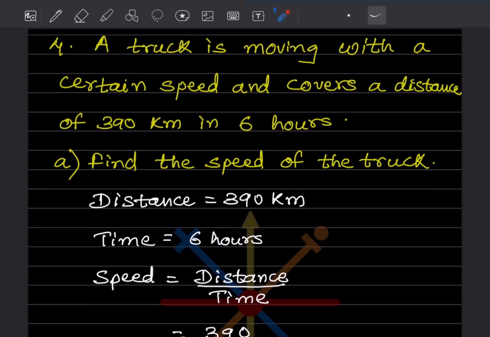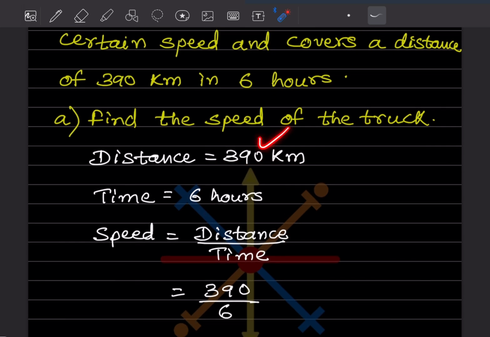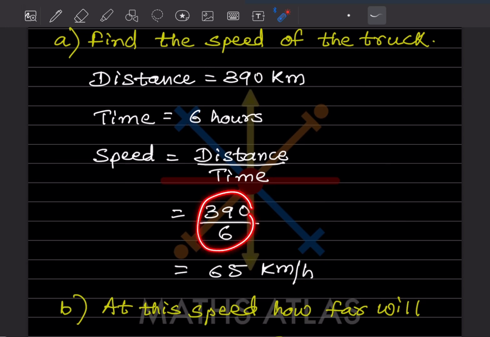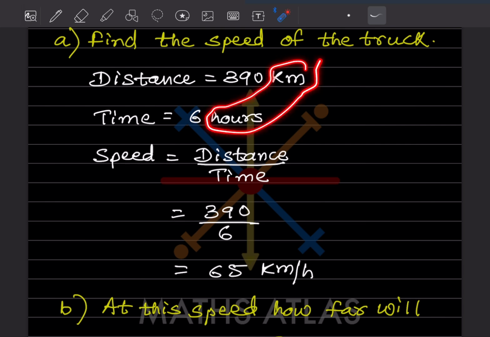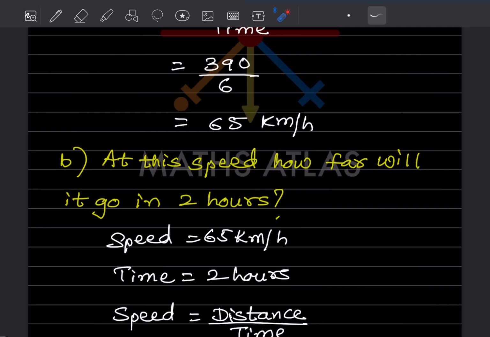A truck is moving with a certain speed and covers a distance of 390 km in 6 hours. Find the speed of the truck. So distance is given as 390 km. Time is given as 6 hours and speed we can say is distance by time. So this will be 390 divided by 6. When you divide this, you get 65 km per hour, because this is in kilometers and this is in hours.